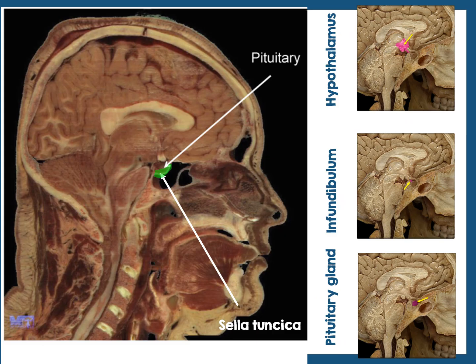What we're looking at here is a cross-section of the brain, and you can see these glands as well as the skull bones. The hypothalamus is located right here, highlighted in this image. Then the infundibulum connects the pituitary gland that's here to the hypothalamus. That's located right here. And then you can see the sella turcica of the sphenoid bone located right here.